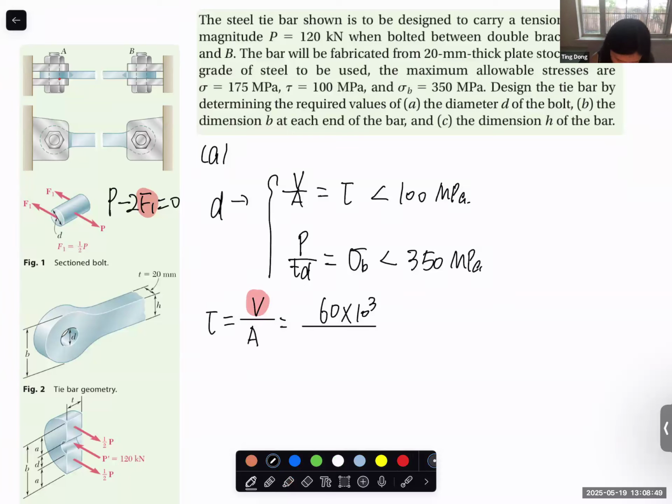And area, of course, we can write as a function of D, of diameter. So pi D square over 4. So this one should be 100 megapascal. D should be greater or equal to 7.6 millimeter.